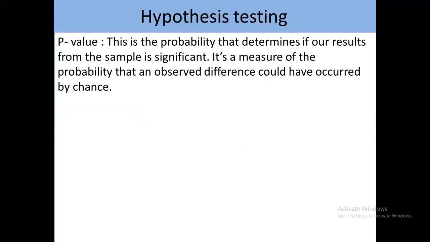Now, when we do our analysis in this program, we'll be looking at some parameters. One is the p-value. The p-value is a probability, basically. It's a probability value. P stands for probability, and it is the probability that determines if our result from the sample is significant. And it measures the probability that an observed difference could have occurred by chance.